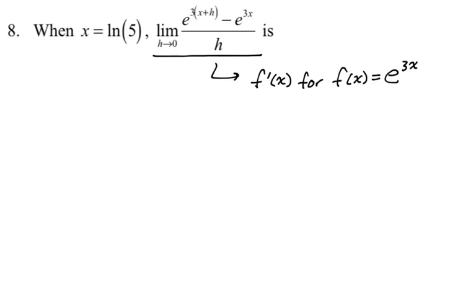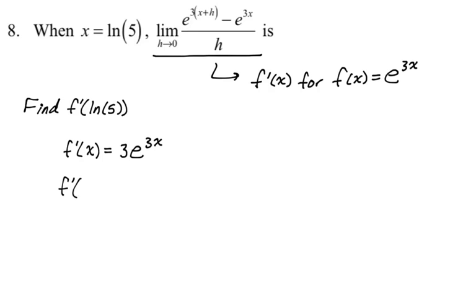So we're looking for this. And so now the question really has just become, let's find f prime of the natural log of 5, given that f of x is e to the 3x. So f prime of x, by the chain rule, will be 3e to the 3x. And now I need to substitute natural log of 5. So we get f prime of natural log of 5 is 3e to the 3 natural log of 5.